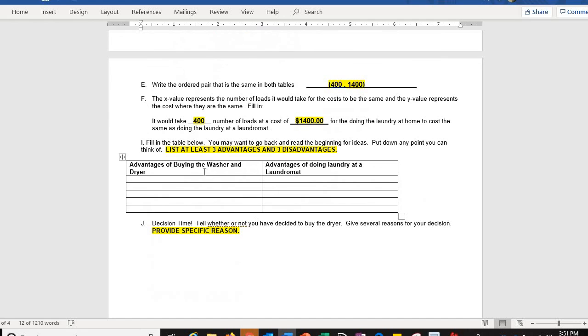And then when I get down here, again, same deal. At least 3 advantages for buying the washer and dryer, at least 3 disadvantages for buying the washer and dryer, okay, which is going now to the laundromat. And then again, finally, state which one you're going to choose. You're either going to buy the washer and dryer or you're not. You're just going to do your laundry at the laundromat. And then again, provide specific reasons for that choice. So once you have all those things filled in, you have completed this assignment.